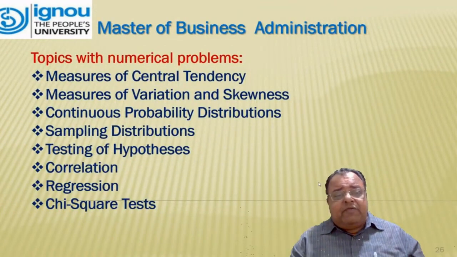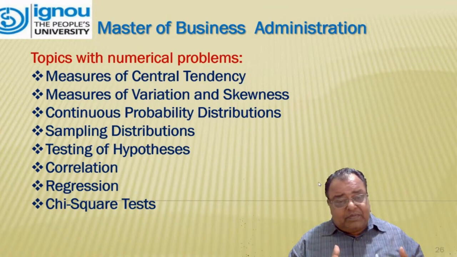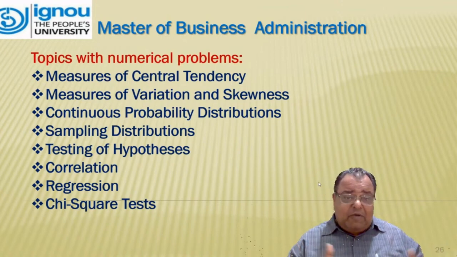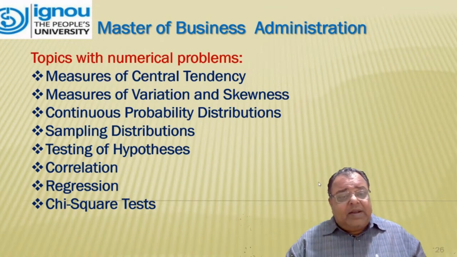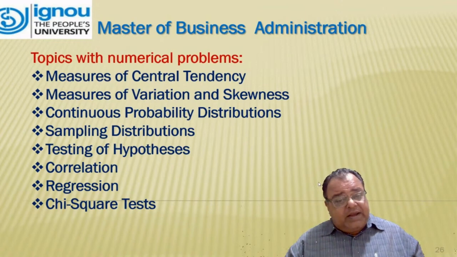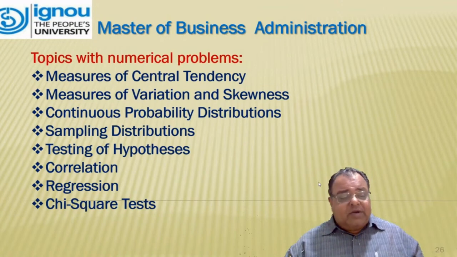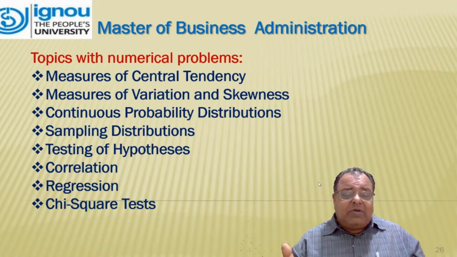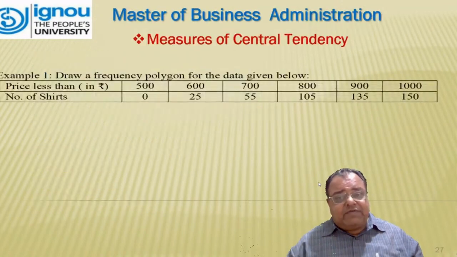Now we move to the numerical part, which is the most important part of this course. There are a number of topics which include numerical problems. Some of them are measures of central tendency, measures of variation and skewness, continuous probability distribution, sampling distribution, testing of hypothesis, correlation, regression, and chi-square test. So we will be discussing these numericals right now. I will start with measures of central tendency.